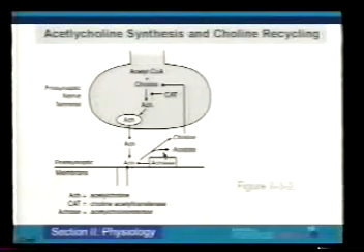And this enzyme will release acetate and choline. And the final point here is the choline is taken up by the nerve ending and recycled. Now this scheme is compared with the scheme for adrenergic transmission. Now there's some real differences here.